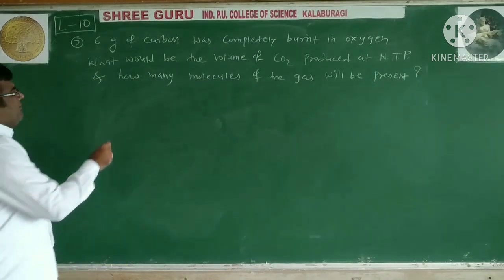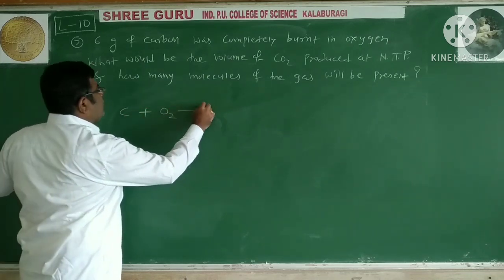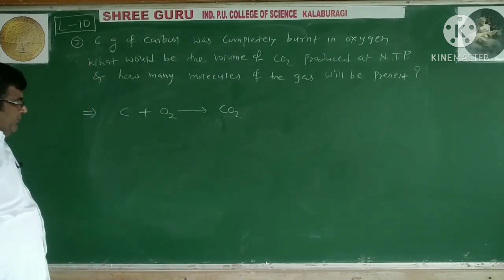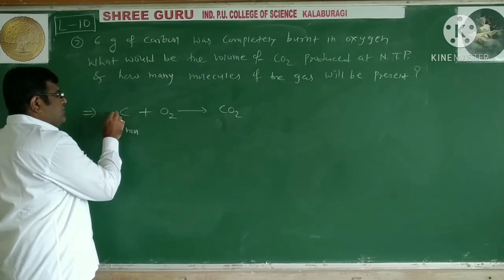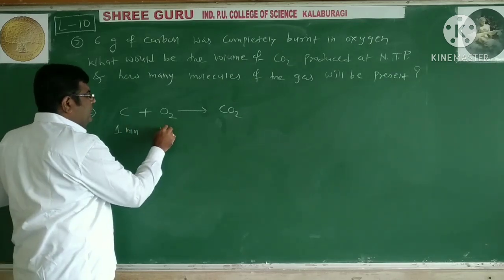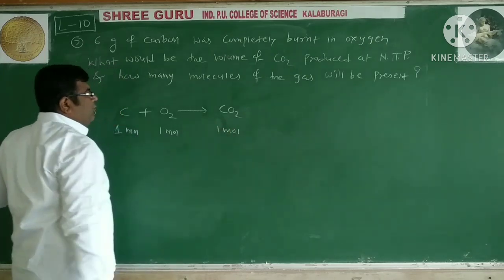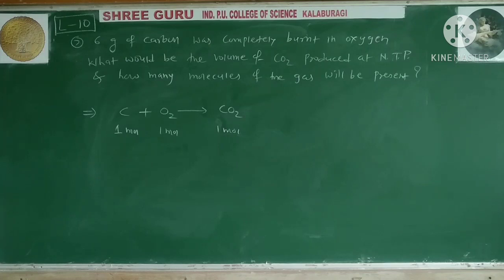How much of the carbon dioxide will be produced? C plus O2 gives CO2. It means 1 mole, because nothing is written, 1 mole here. 1 mole and 1 mole. 1 mole of carbon, 1 mole of oxygen, 1 mole of carbon dioxide is produced.